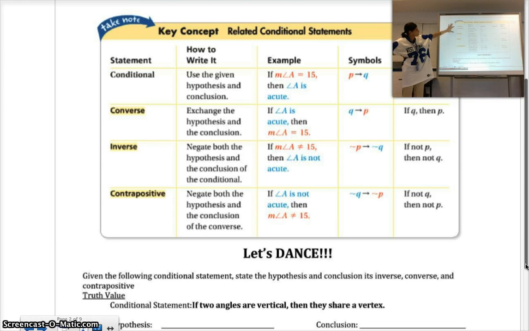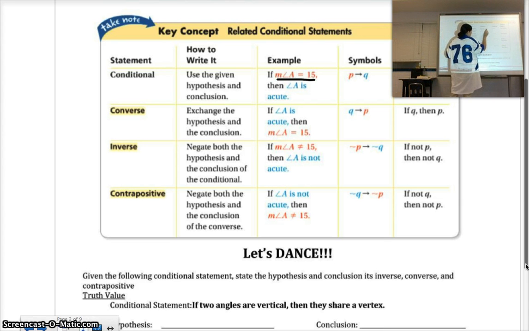All right, so we have our conditional statement here. If the measure of angle A equals 15, then angle A is acute. So what's the hypothesis? Say it again. The measure of angle A equals 15. Not the if and the then, just this piece right here. That's the hypothesis.